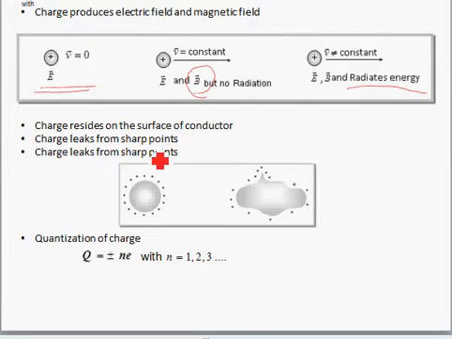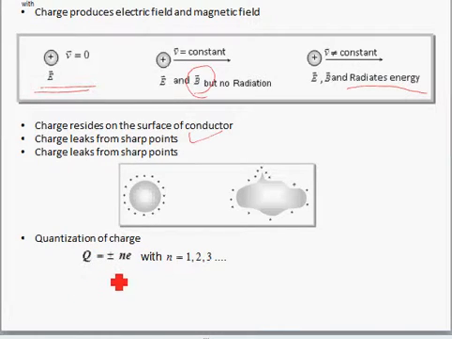Charge leaks from sharp points. Whenever there is a sharp point, there is a leakage of charge. There is a most probable leakage of charge from sharp points. Even charge is most attracted also by the charged points.